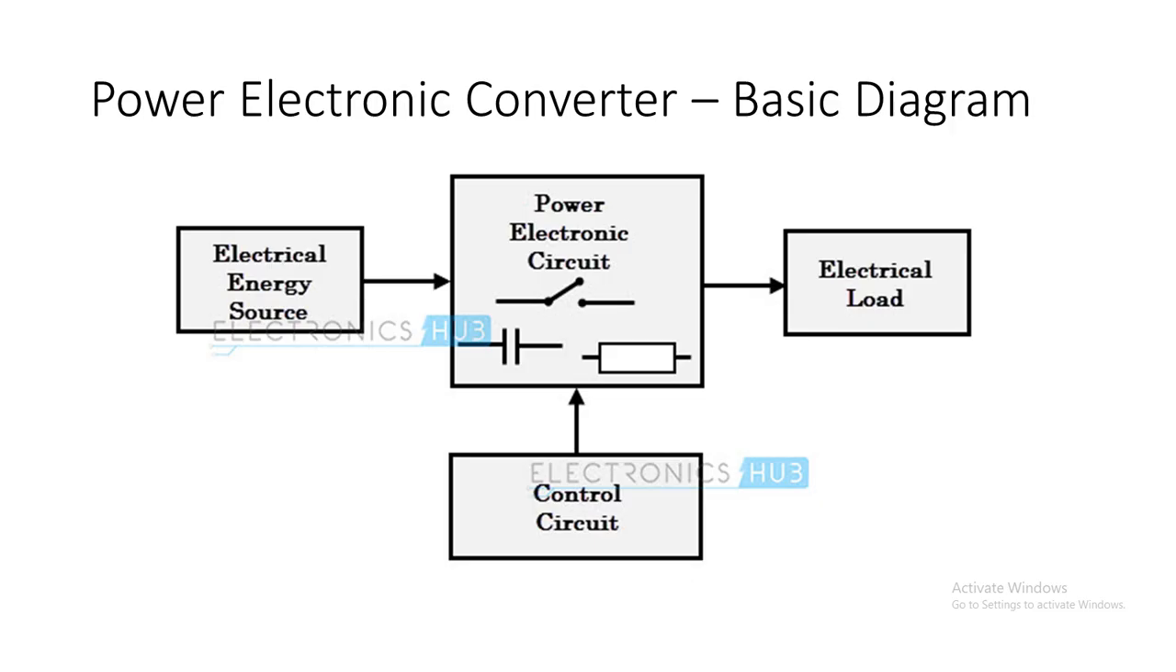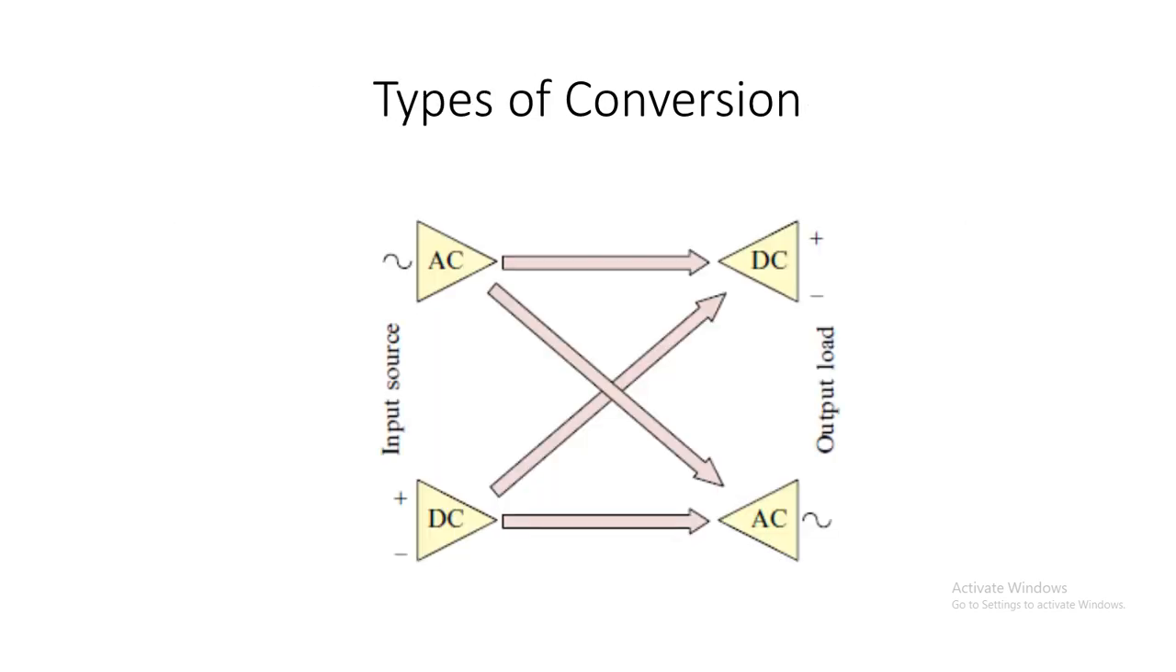So the converter consists of some switches, the main element, and some energy storage elements, capacitance or inductance, and some energy dissipative element, that is resistance. So these are the basic conversions.